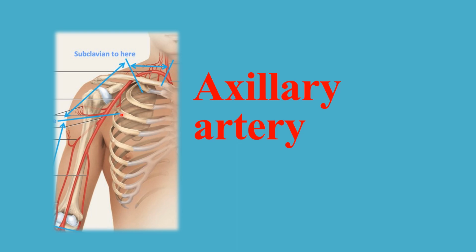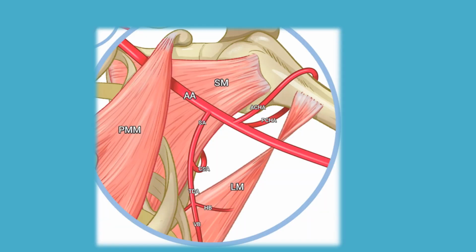This axillary artery is divided into three parts by the pectoralis minor muscle. The pectoralis minor divides the axillary artery into the first part, second part and third part. The first part lies proximal to the pectoralis minor, the second part lies behind the pectoralis minor, and the third part lies distal to the pectoralis minor.